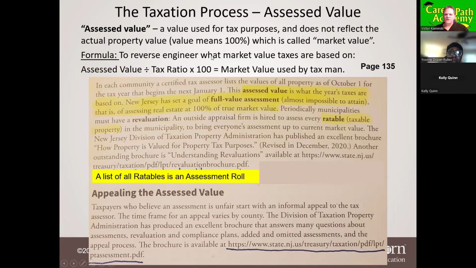Now, the formula to reverse engineer the tax man's math to figure out what the real market value is that they're basing your property value on, because when they show the assessed value, that has no reflection on actual market value. To figure out what market value that is, you would take the assessed value and divide it by the tax ratio, which you'd need to find out from your municipality, if they don't put it on a tax bill, and they probably won't. And then you multiply that by 100, and that'll give you the actual market value that the tax man is basing your taxes on.